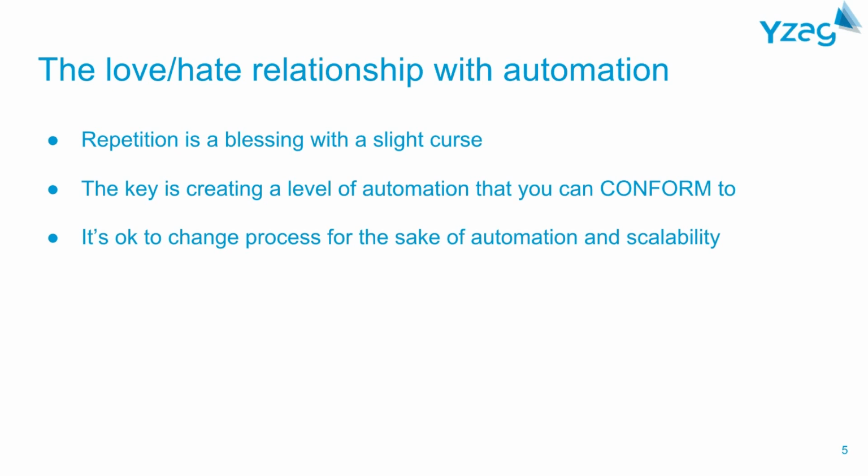This is just a different way of saying the same thing. It's okay to change process for the sake of automation and scalability. Not only is it important to conform to a certain level of automation, but it's also okay to make a total change in process when thinking about the concept of scalability. Many times you'll find that you have your existing process, and you'll say, okay, we will make our process a lot more definitive so that we can conform to it, so that a computer system can then replicate it.